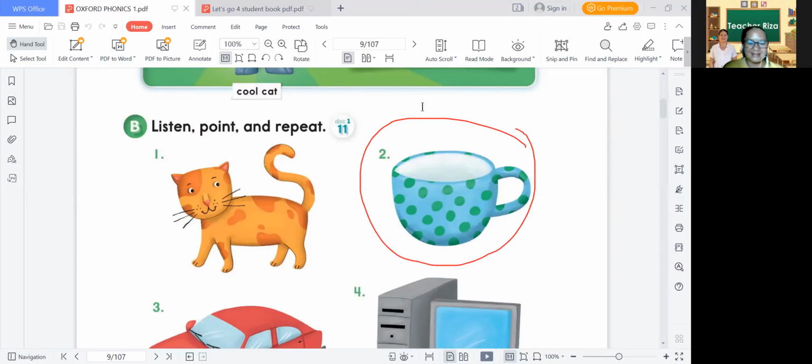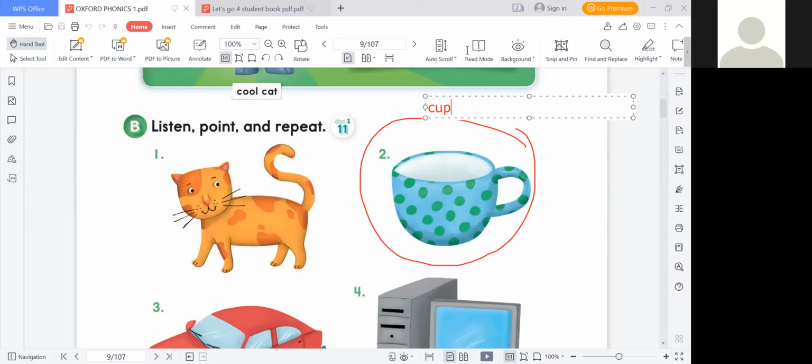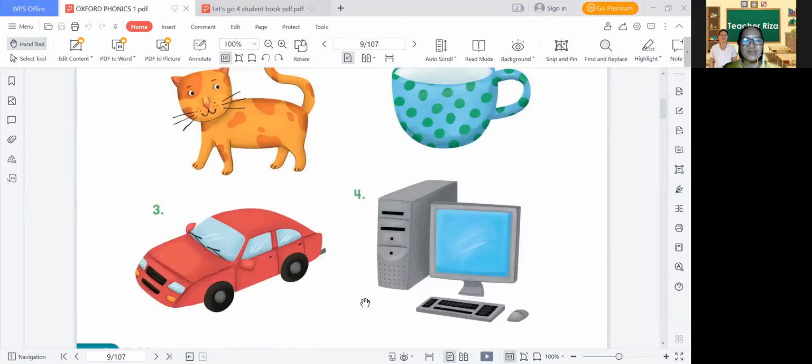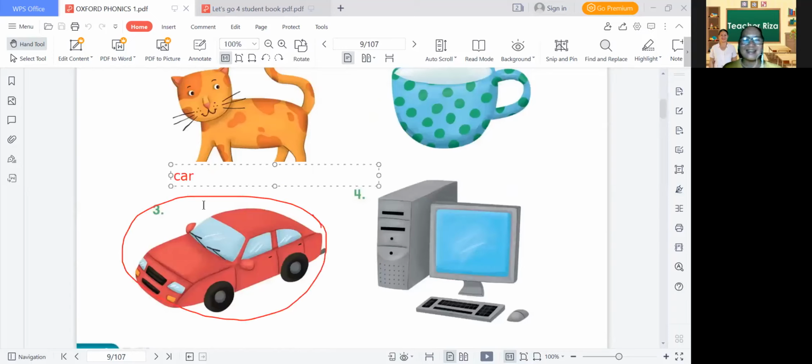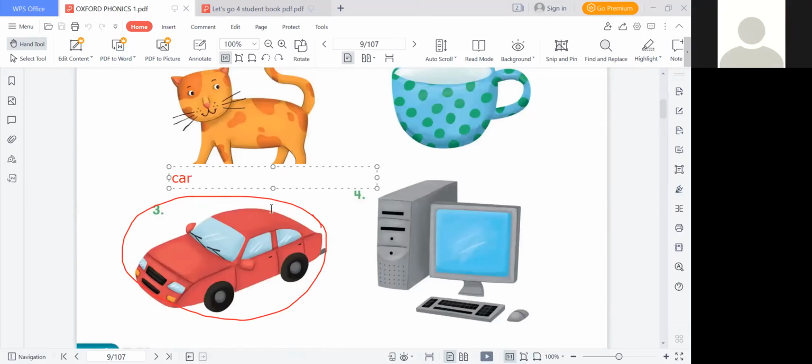What do you call this one? It's a cup. What is this? Cup. Very good. Next, we have the third picture. Okay, what is this? It's a car. Okay, what is this again? A car. Okay, very good.